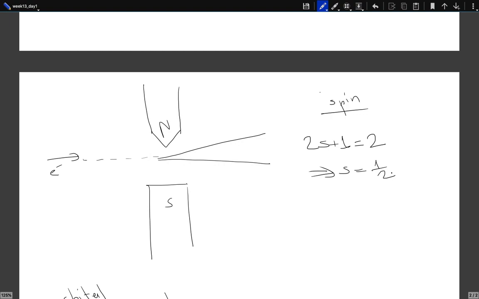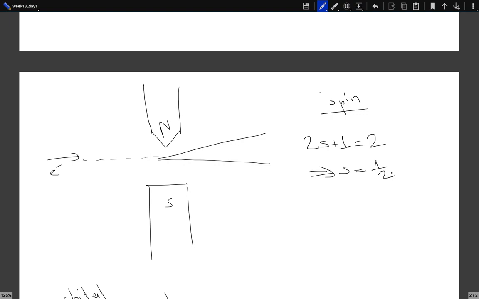Yeah, I mean, you see, I'm sending in electrons in that direction where there is a non-uniform magnetic field. Some of those electrons, due to the magnetic field, also bend, but let's forget that for the time being. Some of those electrons, after passing this non-uniform magnetic field, go down. Some of them go up, and none of them go in between.